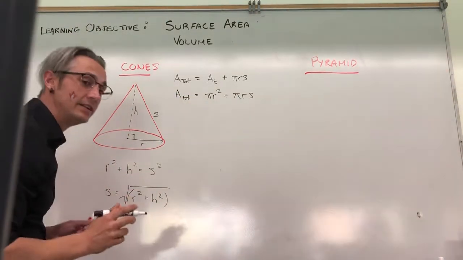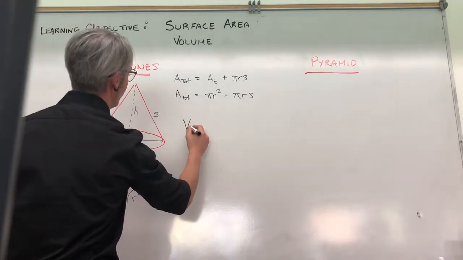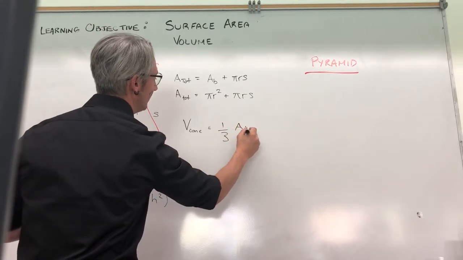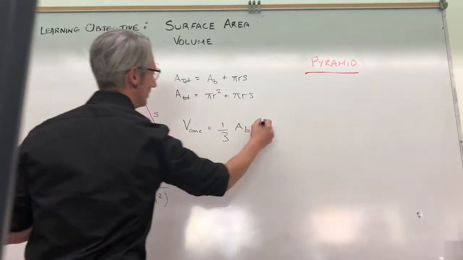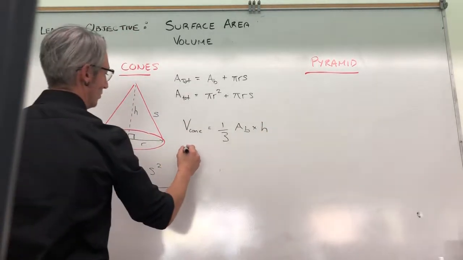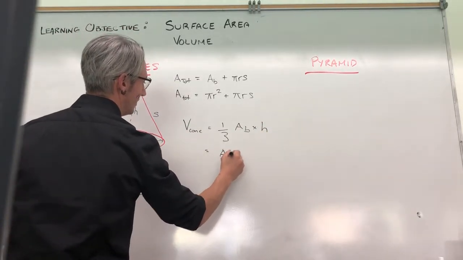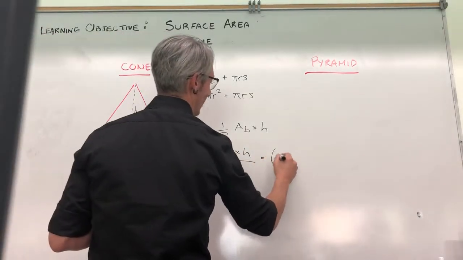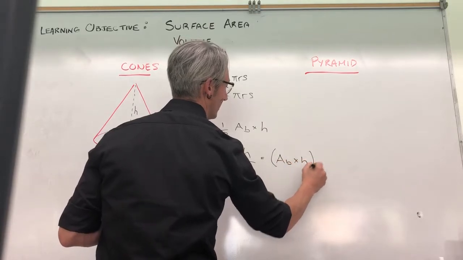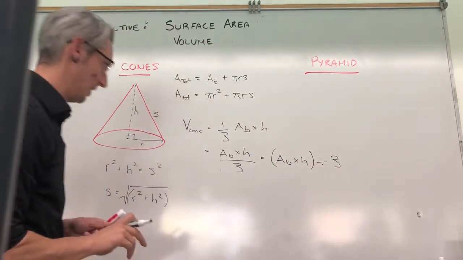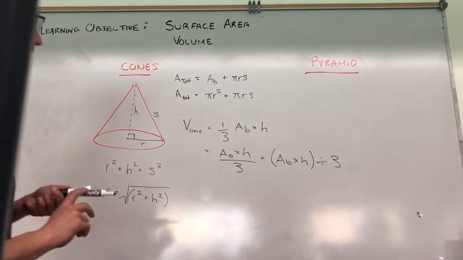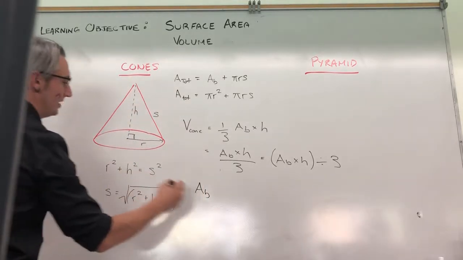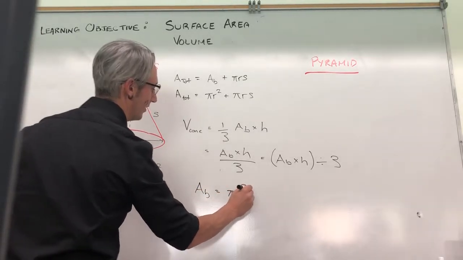Okay. And the volume of my cone is then just 1/3 times the area of the base times the height. Or I can write that as area of the base times the height divided by 3. Area of the base, again, is pi r squared. We know that. So it's the area of the circle. That's the base. Pi r squared.